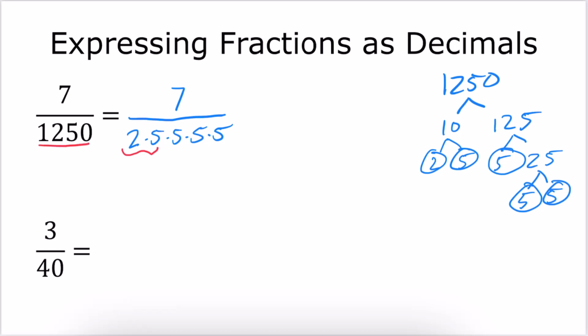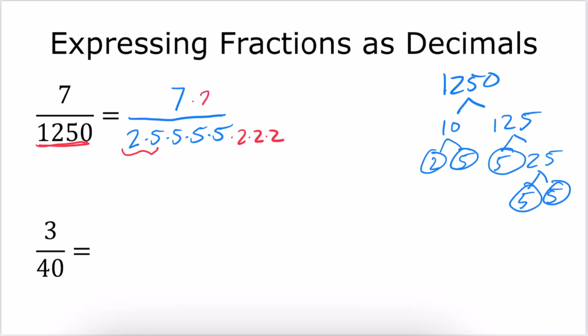So the way that we're going to change this denominator so that it has a power of 10 is we're going to multiply by 3 2's in the denominator, because those extra 2's, when you multiply them by the 5's, will make 10's, and then you'll have a power of 10 in the denominator.